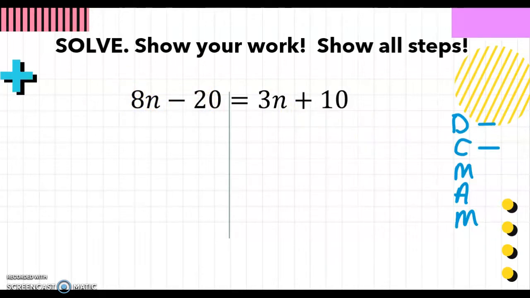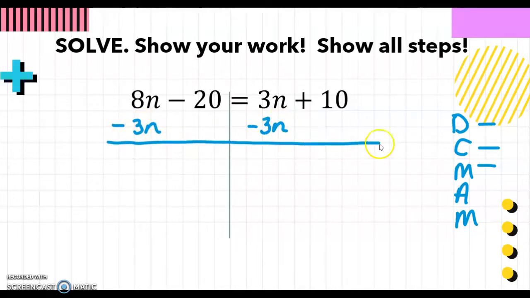M stands for move the variable. You want to collect the variables on one side. So that is the next thing that we need to do. Make sure that you have your work organized like I do, because it can get a little confusing. So I'm going to take away 3n from both sides. The reason I'm doing that is to move this term with the variable on this side. This zeroes out this 3n minus 3n, so I don't put anything. I just bring down my 10. 8n minus 3n is 5n. And I just bring down my minus 20.